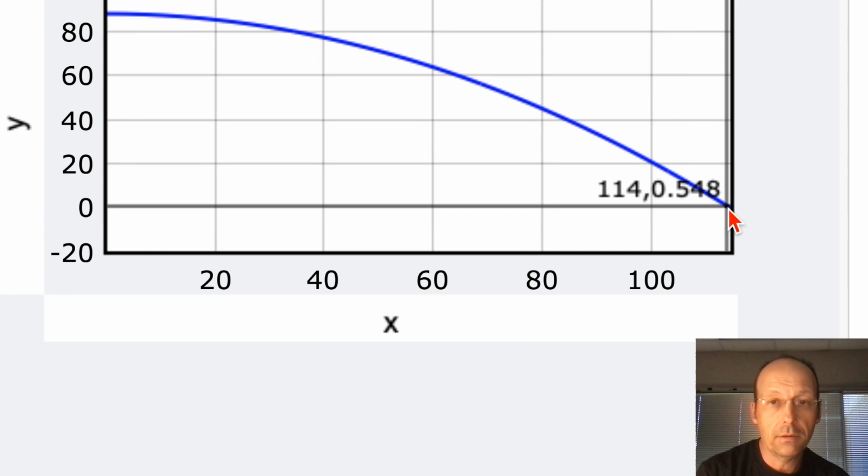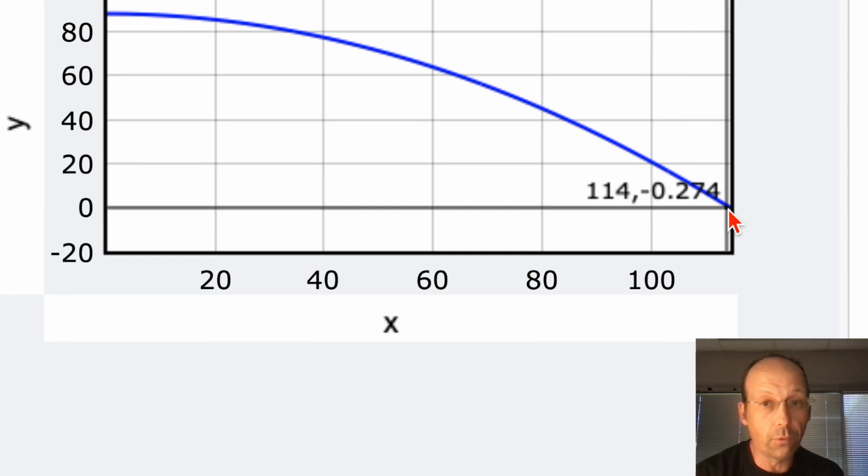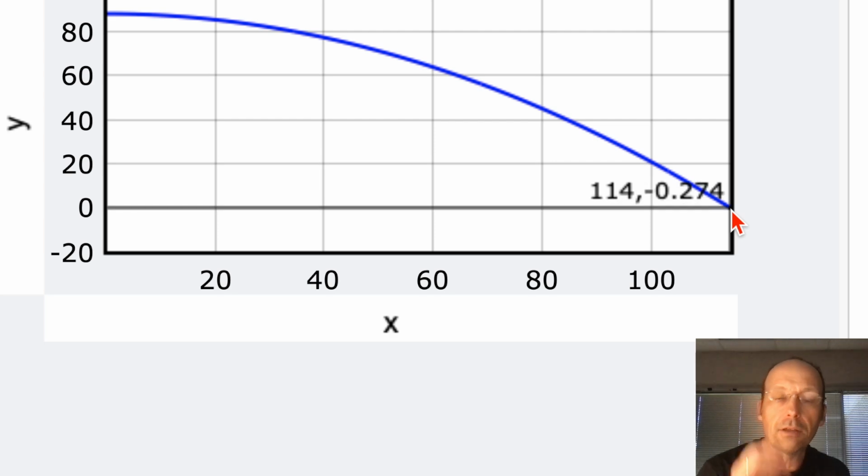And it went not too much further, 114. That's kind of strange, kind of surprised with that, to tell you the truth. Is my drag coefficient too small, I wonder? Well, it doesn't matter. You can change that. It's all about the idea here. It's not about the actual answer, surprisingly.